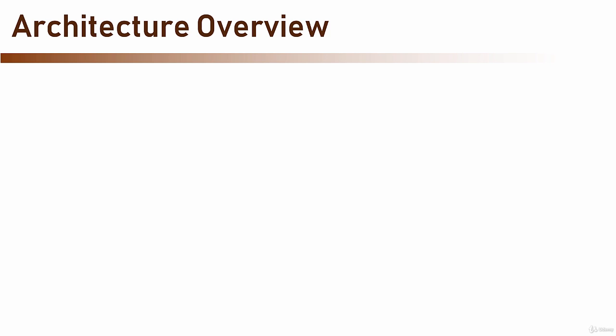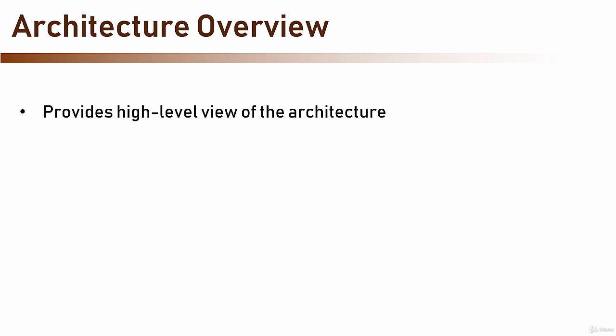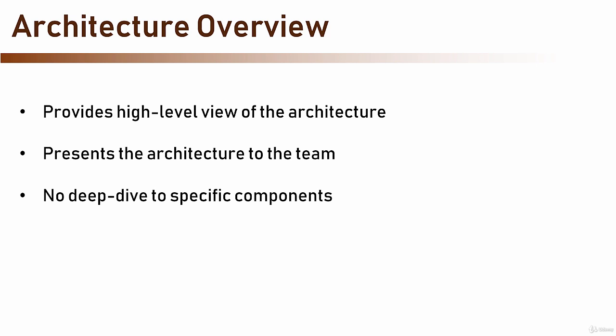The architecture overview section provides a high-level view of the system's architecture. Its goal is to present the architecture to the team and to explain its structure and logic. This section does not deep dive into the specifics of any component of the architecture. This is saved for the next section, but it lays the foundation of the architecture and provides the context in which the various components will work.